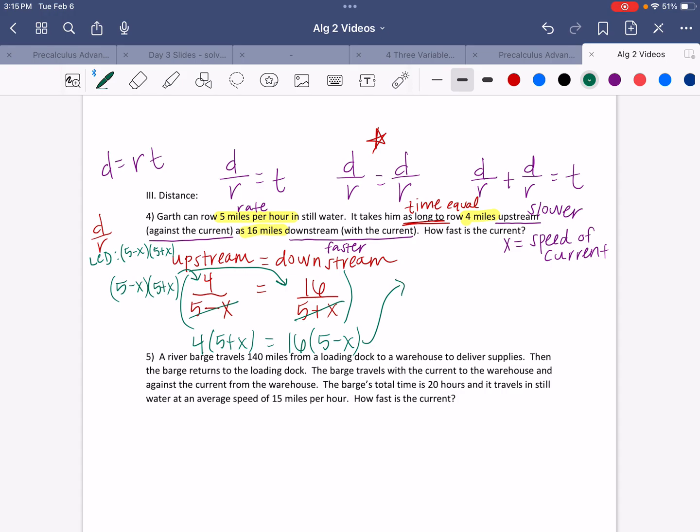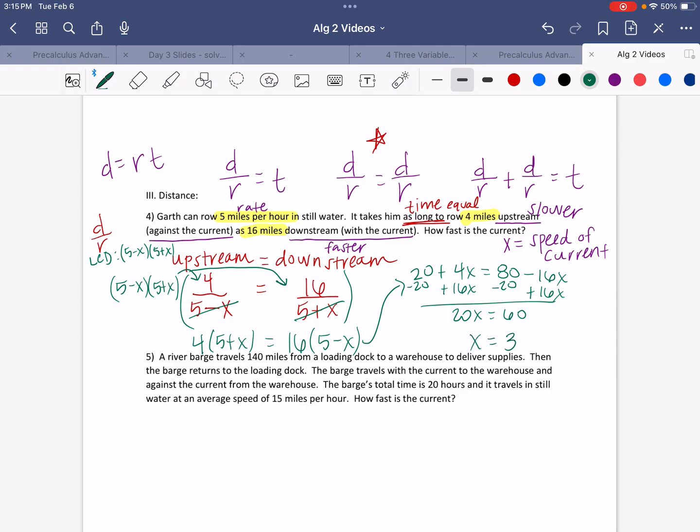And then I'm going to solve. So I'm going to distribute the 4, making it 20 plus 4x. Distribute the 5, making it 80 minus 16x. And now I'm going to solve. So I'm going to move my 16x and subtract 20 to the other side. So 20x equals 60. And dividing will give me 3.